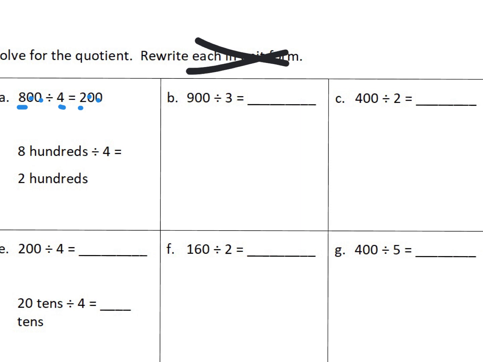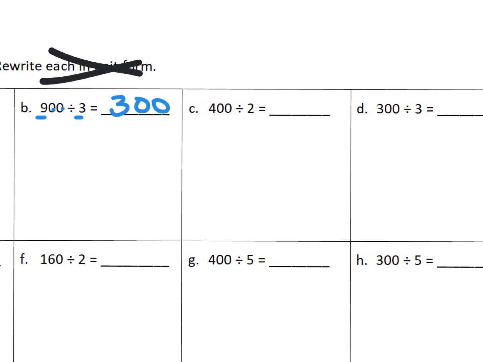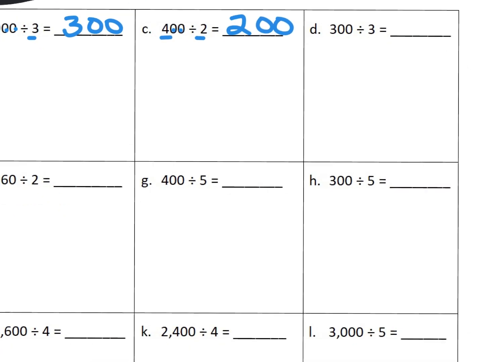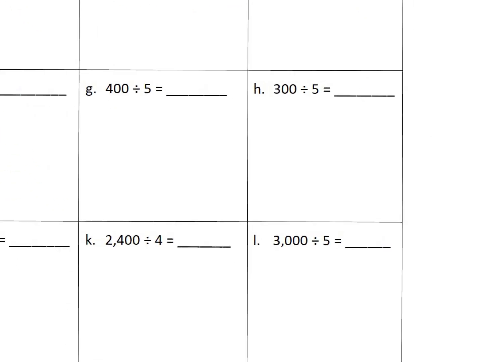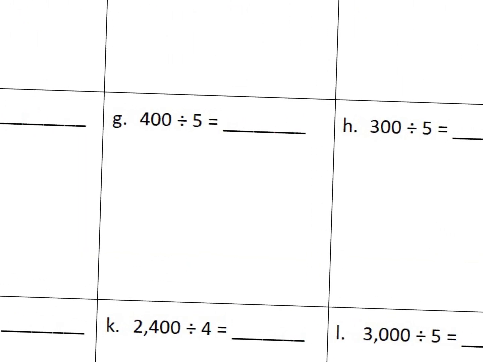So we're going to do 900 divided by 3. So really focus on 9 divided by 3 is 3, and then put the 2 zeros on. The quotient is 300. How about 400 divided by 2? We're really just doing 4 divided by 2 is 2, and putting on those 2 zeros. I'm going to skip ahead here to, I'm going to do this one, G.